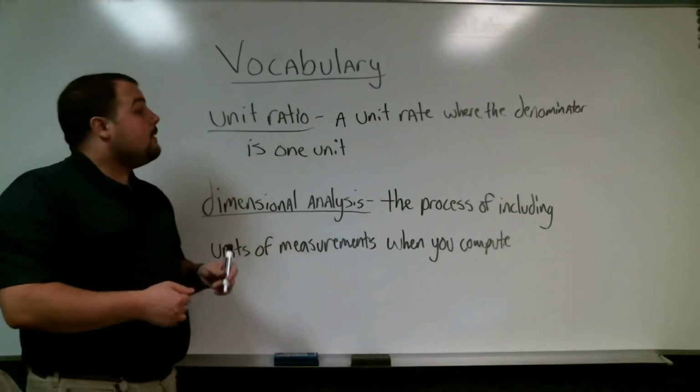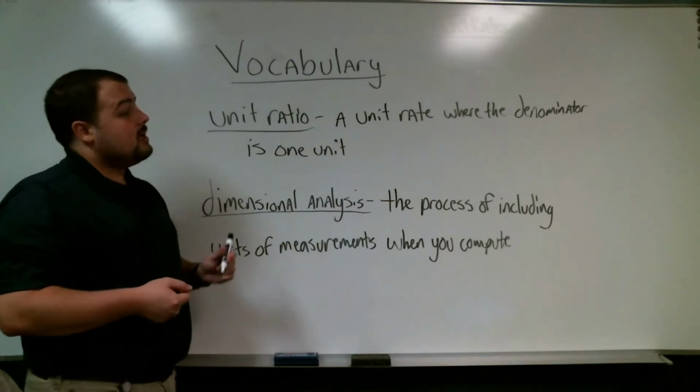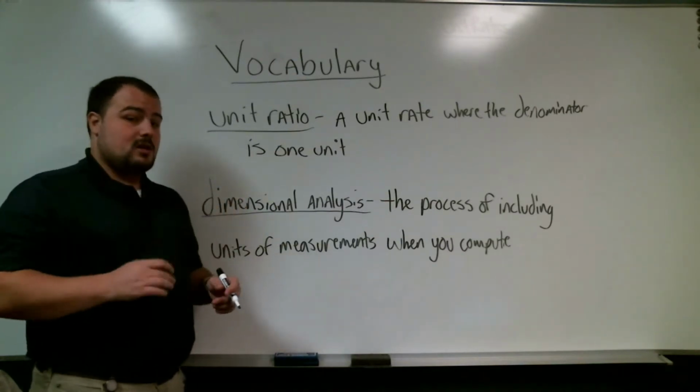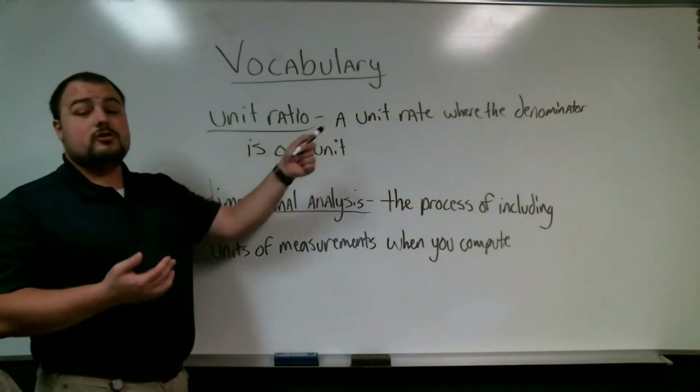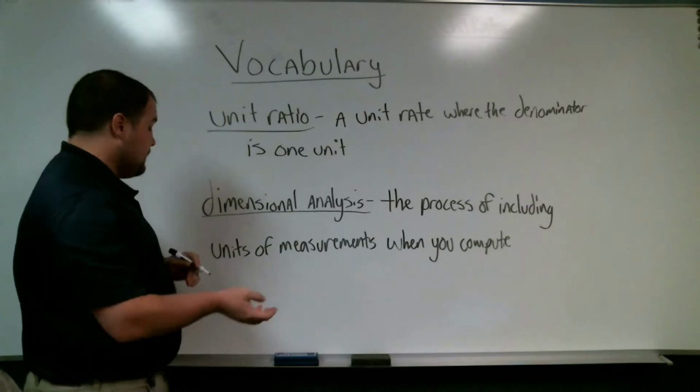So we're on to vocab. We have 2 vocab words for this one. The first word is unit ratio. It's a unit rate where the bottom number, or the denominator, is 1 unit. Kind of like what we defined a unit rate as. The denominator is 1, so it's a fraction with the bottom being 1.